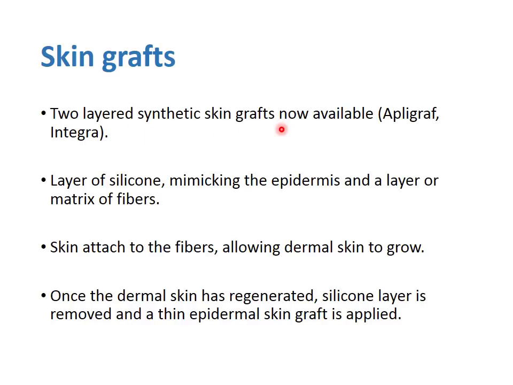Two-layered synthetic grafts are now available. They're trying to get away from using heterografts and human grafts, so synthetic grafts are now used. It gives an area for the body to fill in, and it provides a matrix for the fibers to be laid down, and helps with the natural inflammation and healing process. The skin attaches to the fibers, allowing that dermal skin to grow. Once the dermal skin has regenerated, the silicone layer is removed, and then you can usually do an autograft on top.